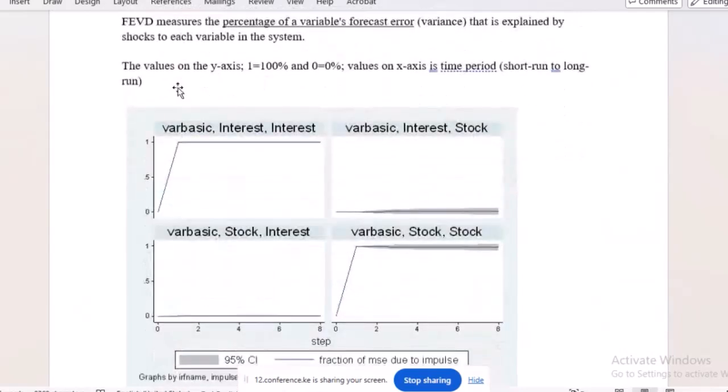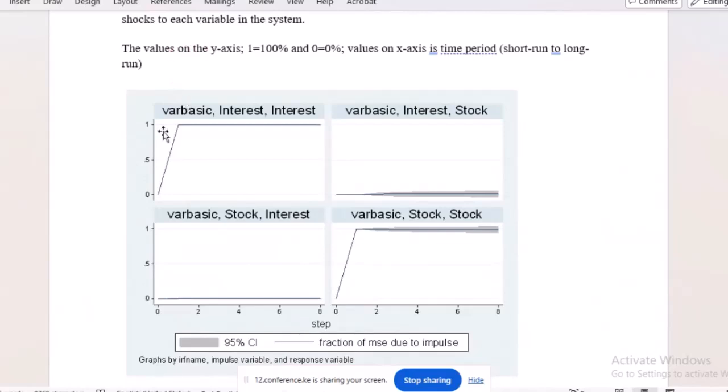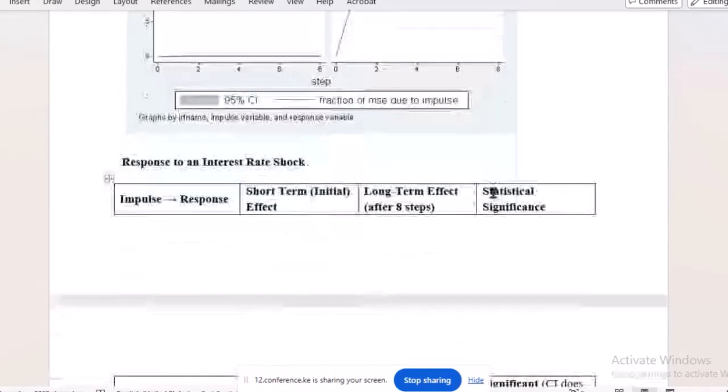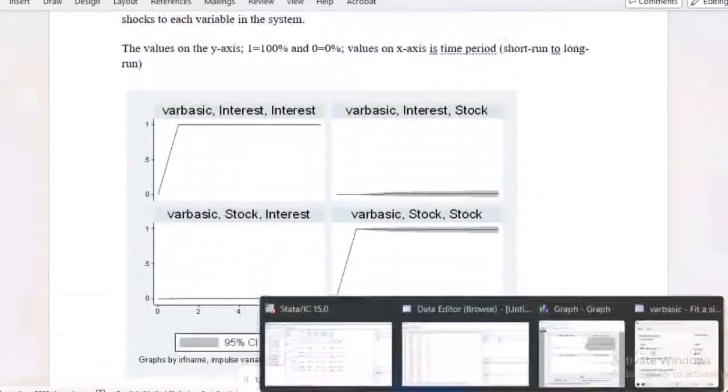And we are saying that the values on the y-axis are from 0 to 1, where 0 means 0%, and 1 means 100%. And the values on the x-axis are the periods that we have. The short run is from 0, and the long run is the maximum period that we have, which is 8. So now I want to show you how to run the analysis.